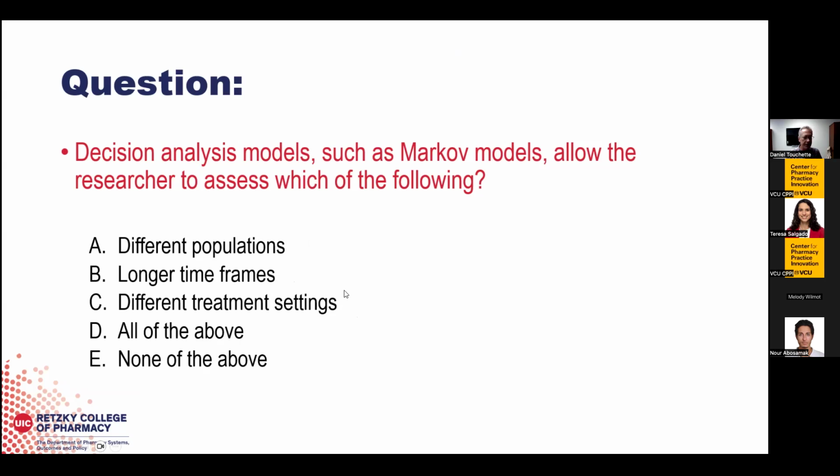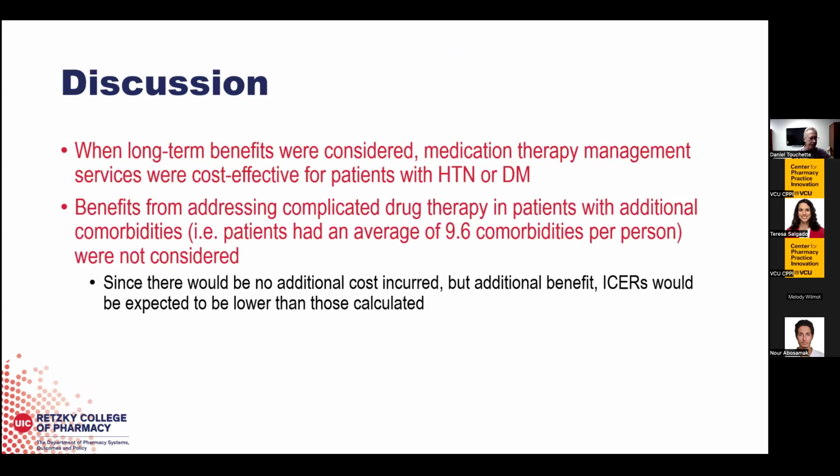We did not look at different treatment settings, but had we had different information about what happens in different treatment settings, we could pull that into the model as well, rerun those analyses, and see what impact that has on cost effectiveness. So D, all of the above, is the correct answer.